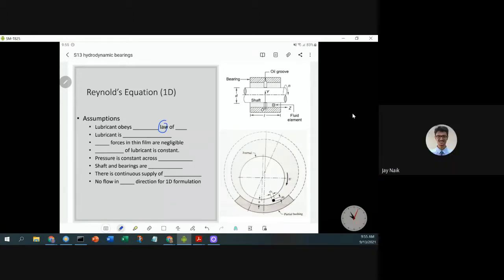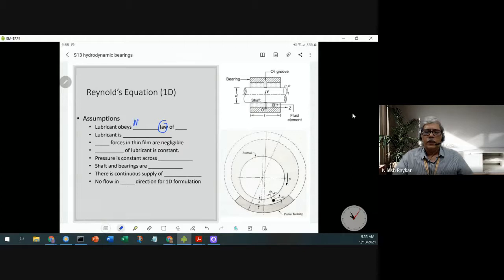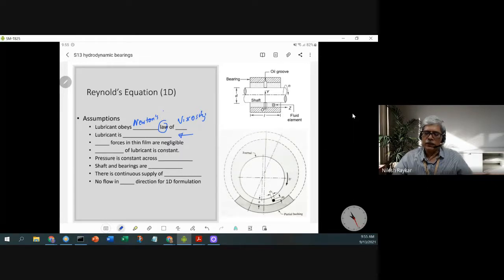Newton's law of viscosity, which we just discussed during the Petrov equation. Okay, the second assumption, from this statement it is difficult to guess, so I will give a clue: this particular property of the lubricant can be defined in terms of the difference.